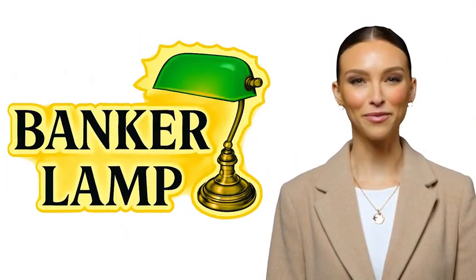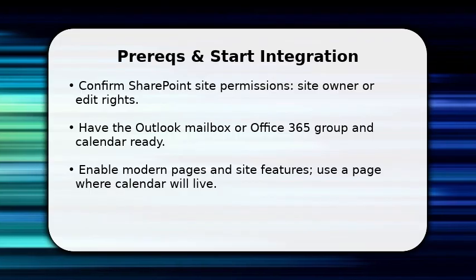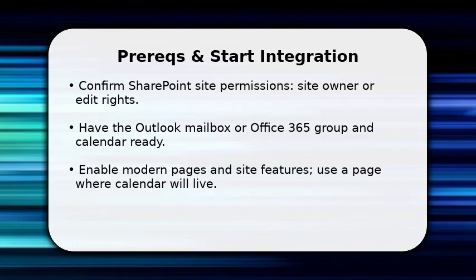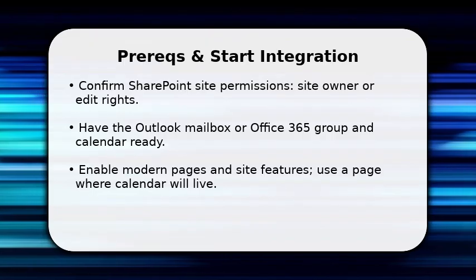Please enjoy the video. You begin by confirming prerequisites. You need site owner or edit permissions and the Outlook calendar or Office 365 group ready. Once done, open the SharePoint site and edit or create a modern page where the calendar should appear. Make sure site features support web parts and that you're signed into the same Microsoft 365 account in both Outlook and SharePoint. This alignment avoids access prompts later.